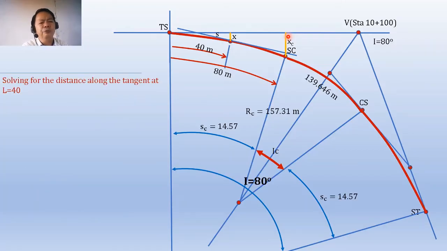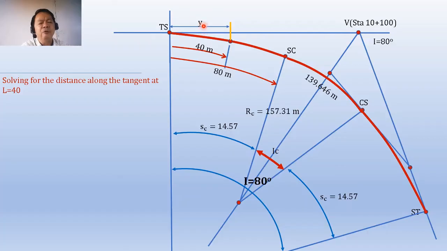We can now compute for the distance along the tangent at L equal to 40 at the middle of the spiral, meaning if we will be measuring the distance of this point from TS along this tangent distance, therefore we are actually looking for the distance along the tangent. So we will be representing it here. Let us try to show it here. Ito yung distance na yon, then that distance na tinutukoy natin na itong tinatawag nating y. Ano? Yung y na yan.